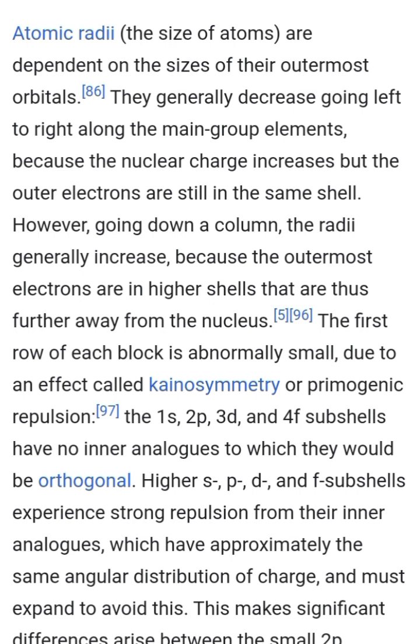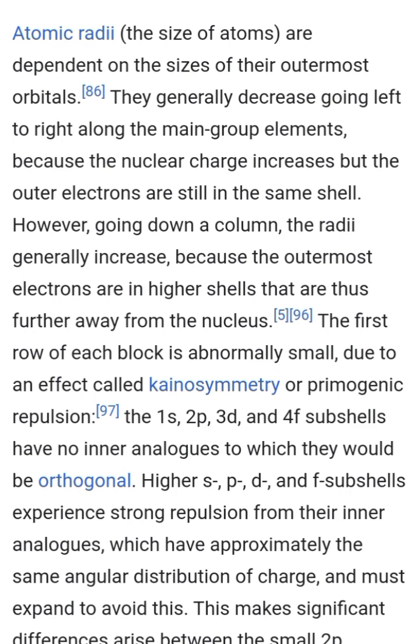Now, when you are going down a column, meaning you move from top to bottom in the periodic table, the atomic radius will increase. That means if you move from bottom to the top, the atomic radius will decrease. Then, if you move from left to right, the atomic radius will do what? Will decrease. Take note of those two things. They are very, very important.